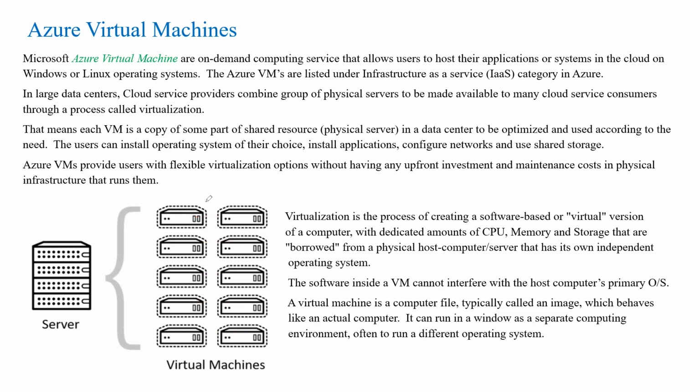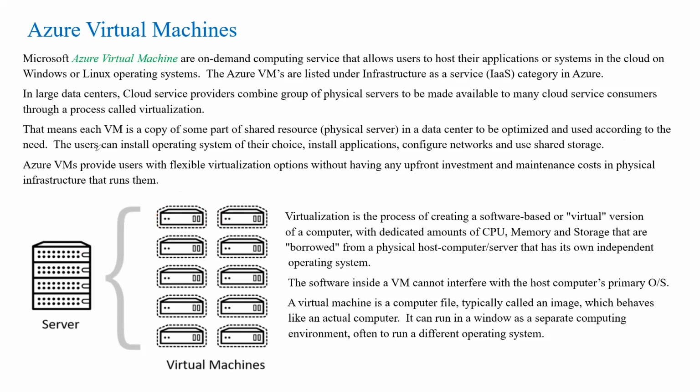How is it isolated? It is isolated with the help of a VNet, virtual network, or VPC, virtual private cloud. That means each VM is a copy of some part of the shared resources, that is, the physical server. That is what we mean. So each of these virtual machines is some part of these 4 or 5 servers in the pictorial presentation, so that the data center is optimized and used according to need.